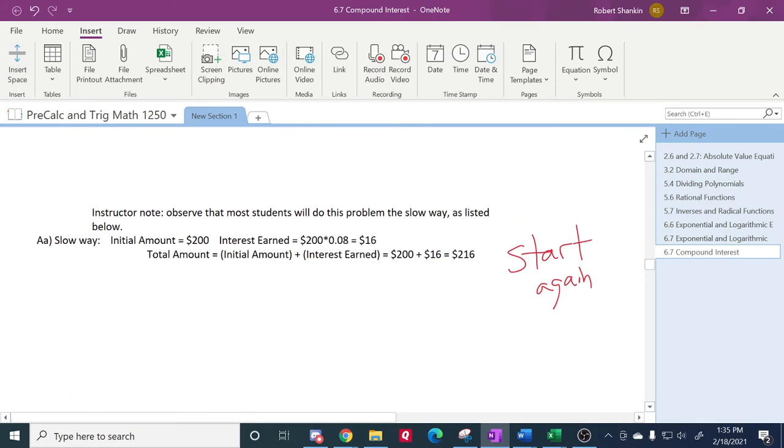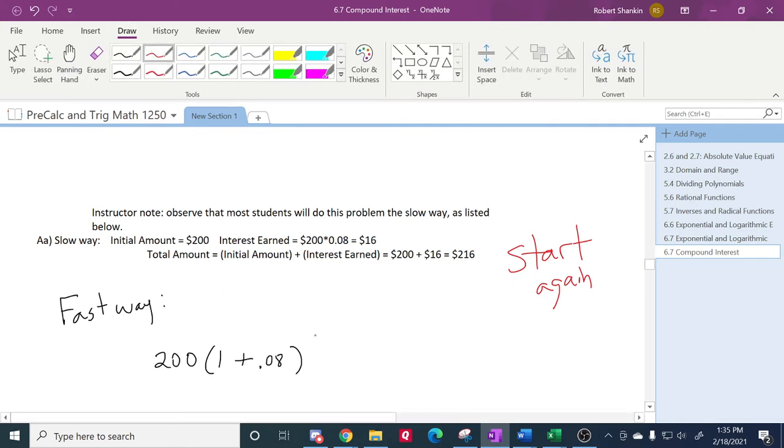All right, so the fast way. Instead of the 2 steps, $200 times 0.08, it's this: 1 plus 0.08. Now when you use the distributive property, you add these two together, 1.08 times 200, and you get the right answer, 216. And it happens in 1 step.